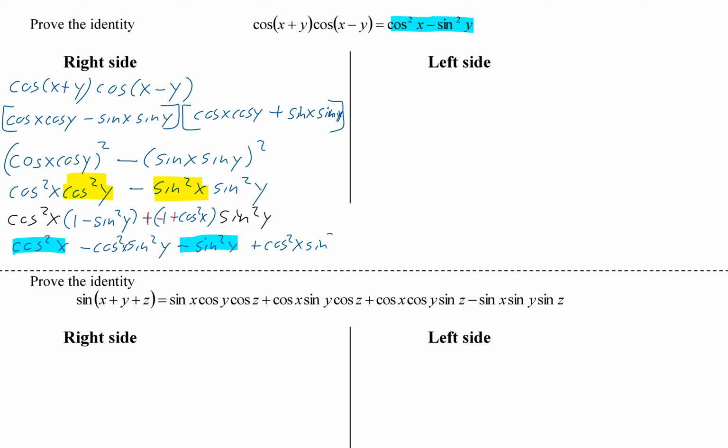I'm going to put the cosine first. And so see, they're the same. They cancel. That's the next step. And we end up with cosine squared x minus sine squared y. Now I have left side here, but I ran out of room. So we're just going to put it there. There we go. We just proved it.